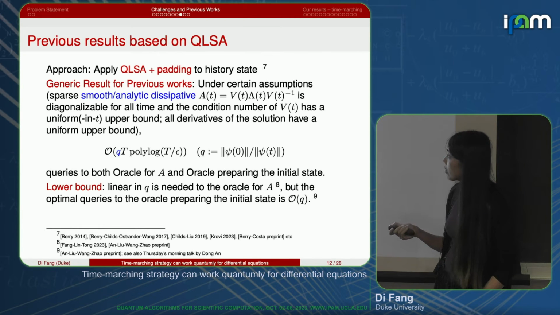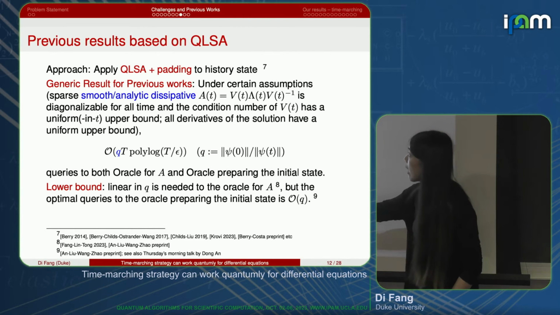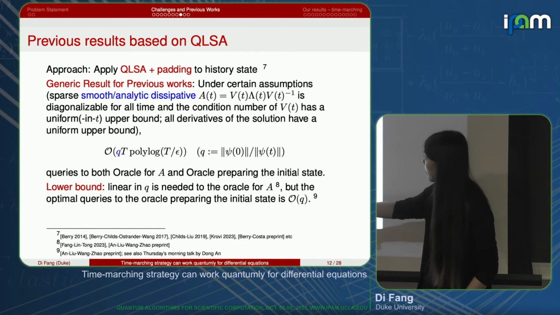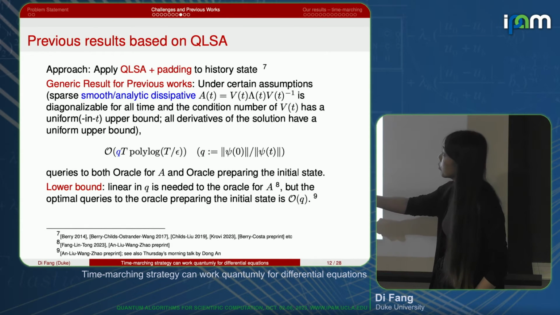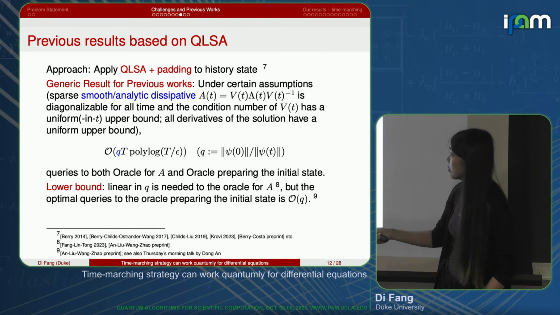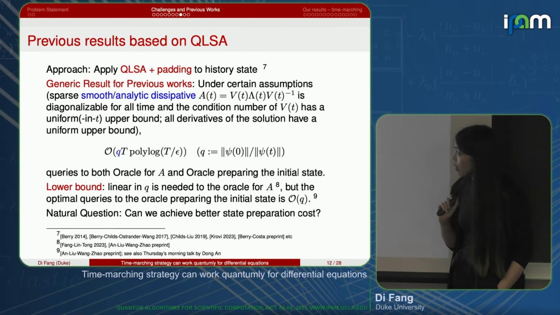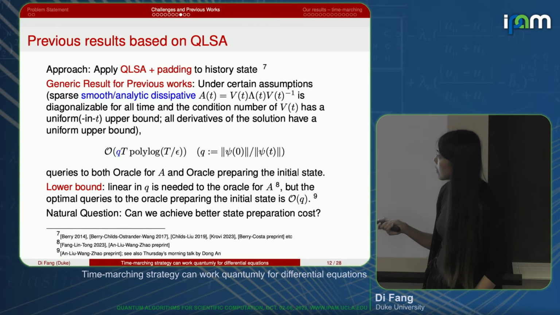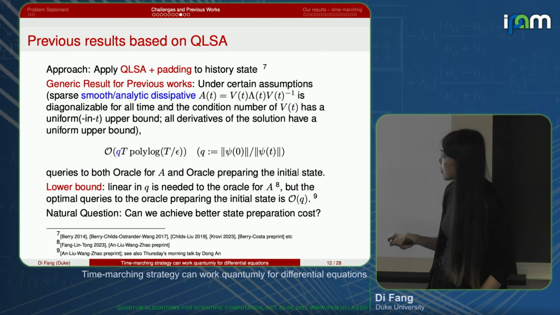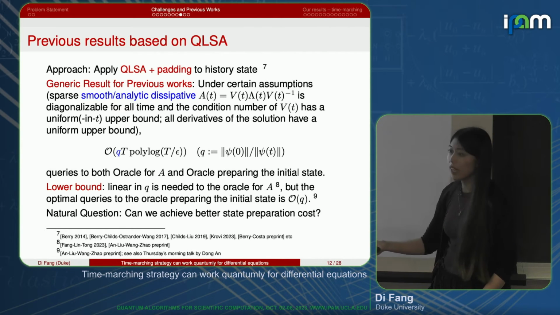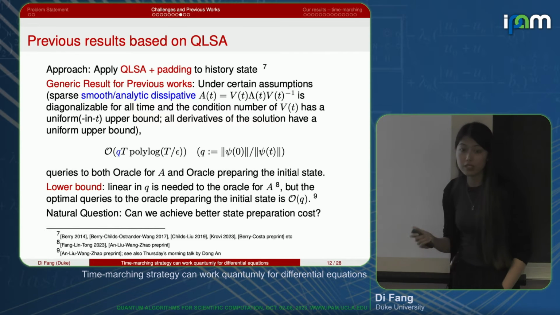If you want to talk about the state preparation cost for the initial state, it turns out you can do linear in Q, and you don't have to have T dependence and precision dependence at all. But the linear in Q is really needed. It matches the lower bound. So a natural question then is, if this is the case, linear in Q dependence, then can we achieve a better state preparation cost? I would also refer to this morning's talk.